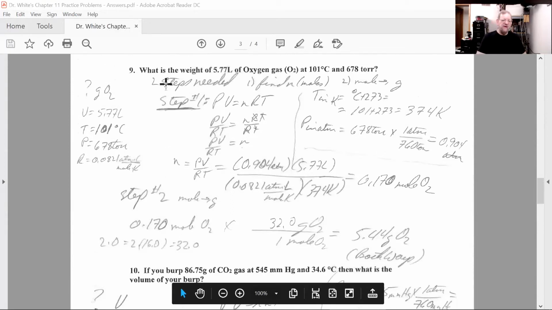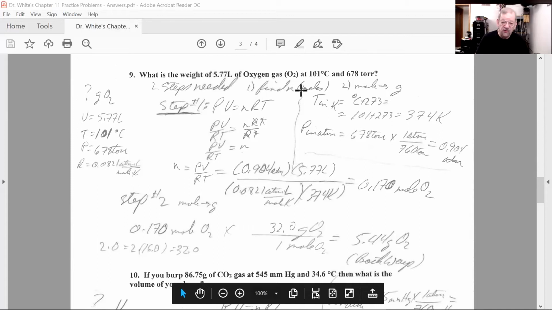Now, if we look at number 9, we have: what is the weight of 5.77 liters of oxygen gas, O2, at 101 C and 678 torr. What are we trying to find? Weight, which in this class is always going to be grams O2. We're given a volume, a temperature, a pressure, and, important information, you're given R.